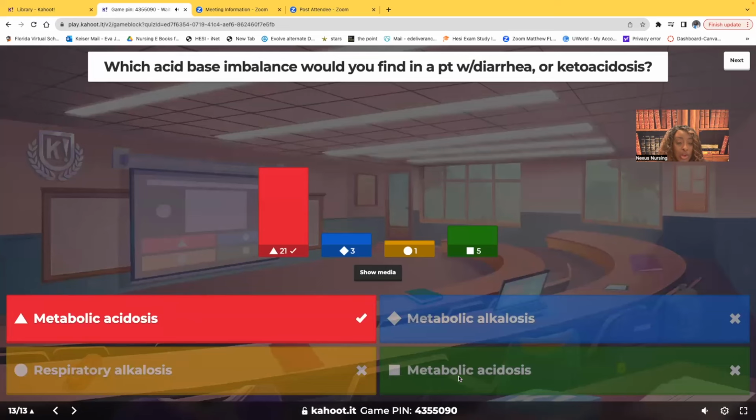All right. Those who chose red and green, you are correct. It's metabolic acidosis. Why? Base comes out the butt, right? So patients with diarrhea are losing all of their base. So that leaves you with what? Acid. And we know it's not the lungs doing it, right? So it's metabolic. We're talking about the kidneys, acidosis.